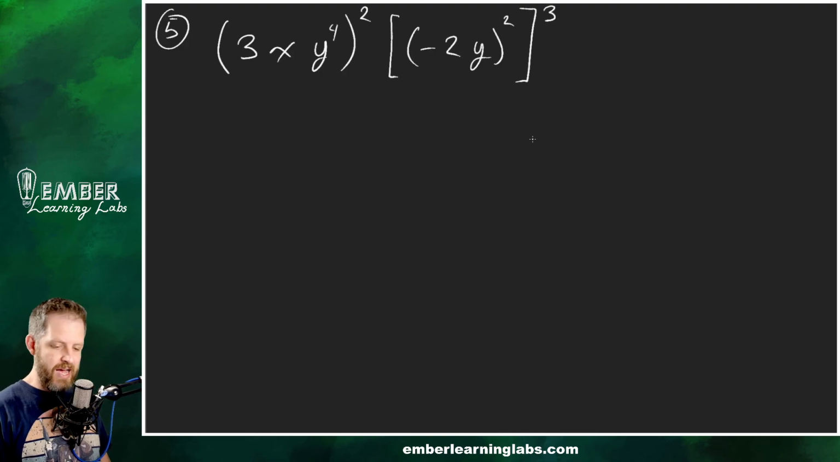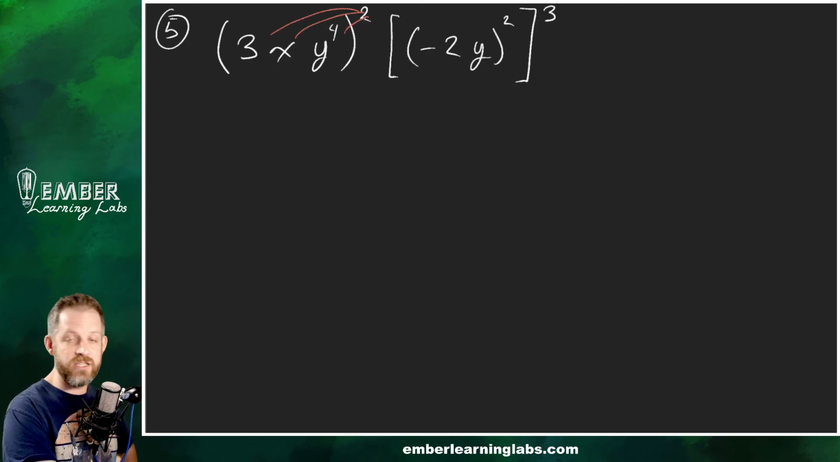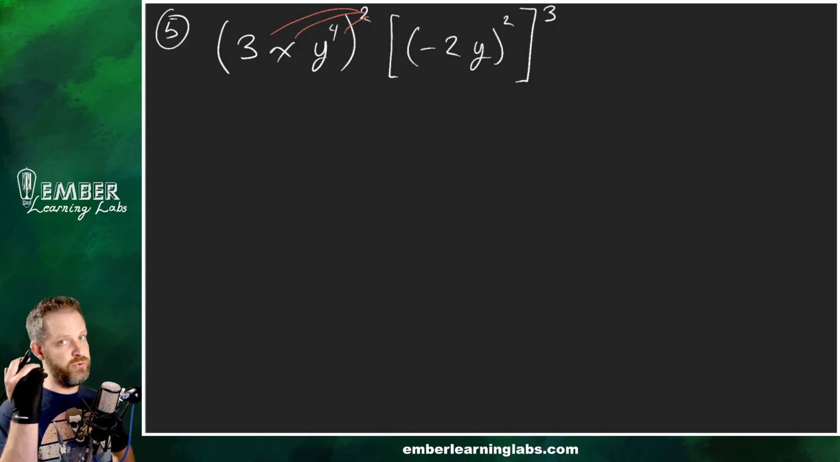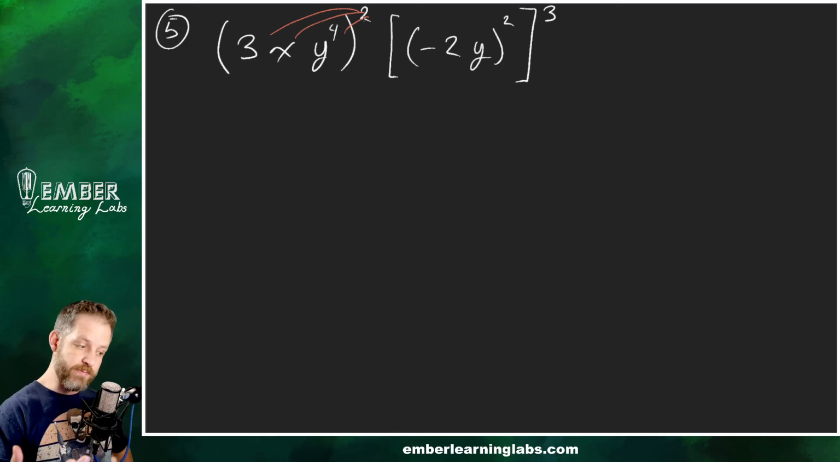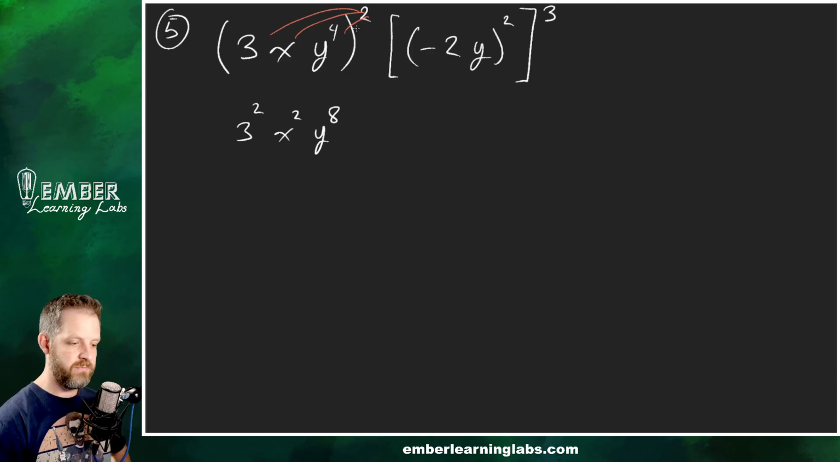Okay, now, I know it looks like a lot. I know you're freaking out. It's going to be okay. It's really not that hard. We're just going to take it a piece at a time. We're going to jump in and distribute this 2. Now, inside here, this y is to the 4th. So we've got a power to a power. When we've got a power to a power, we're going to multiply those, right? So we're going to do 3 squared times x squared times y to the 8th, right? 4 times 2 is 8.